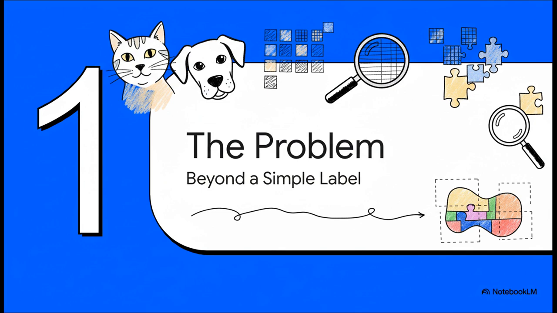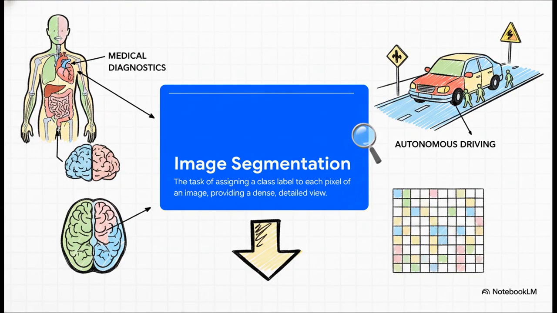I mean, why do we even need this crazy level of detail? Isn't just knowing it's a cat or a dog good enough? Well, it turns out that for some of the most important jobs we want AI to do, knowing what is in the picture is only half the battle. You absolutely have to know where it is. And that brings us to the official term for this, image segmentation. It's exactly what it sounds like, assigning a category to every single pixel. We're not just drawing a lazy box around an object. We are creating this incredibly rich, detailed map of the entire scene. And this is totally essential for things like medical imaging or self-driving cars.